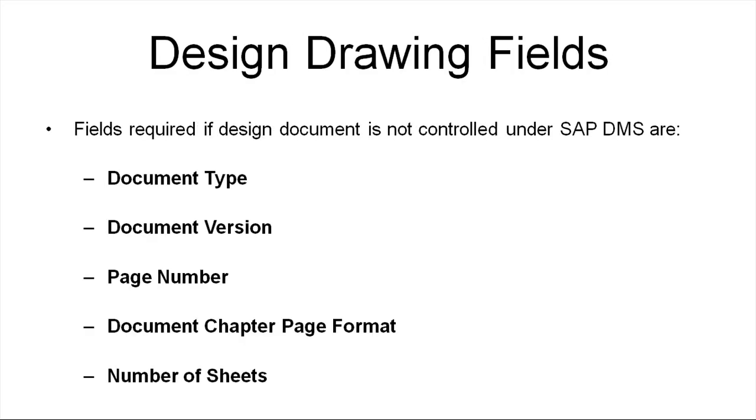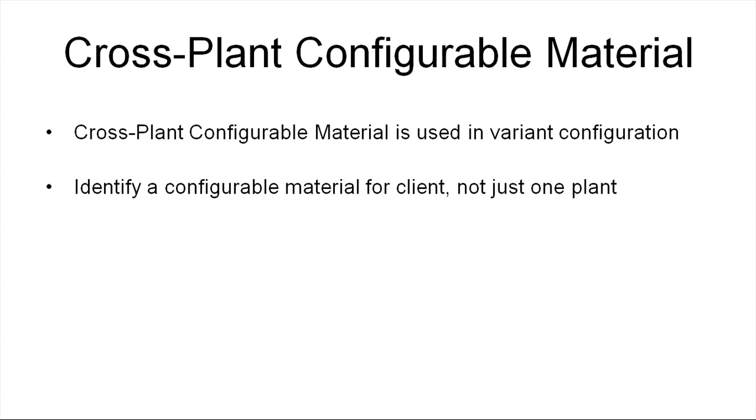Fields that are required if the design document is not controlled under SAP Document Management System, DMS, are document type, document version, page number, document chapter, page format and number of sheets. Cross-plant configurable material is used in variant configuration to identify a configurable material for the client, not just one plant.